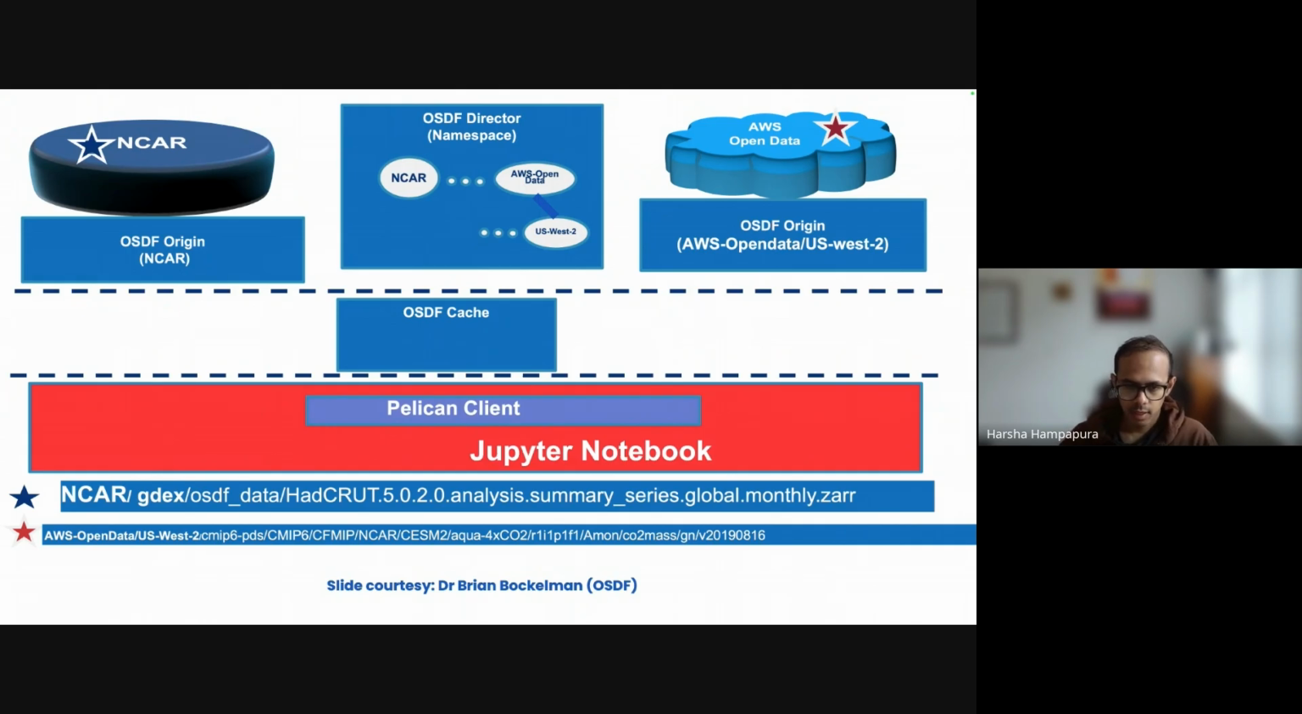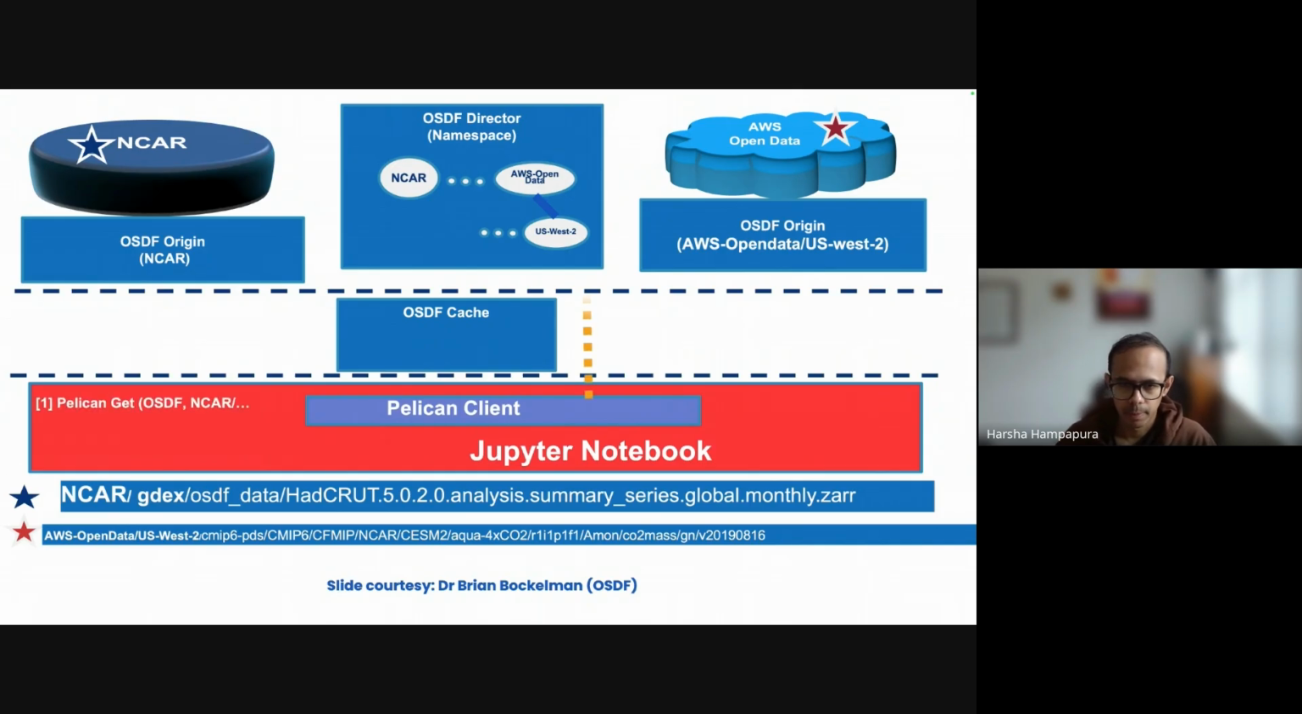So the data I located, the path to it looks slightly different as viewed from the data federation. You can see that there's something called NCAR, that is what we refer to as the namespace, followed by the GDEX collection and path to the file. Similarly, AWS Open Data slash US West 2, that is the namespace or the data origin, followed by the path to the Zarr store.